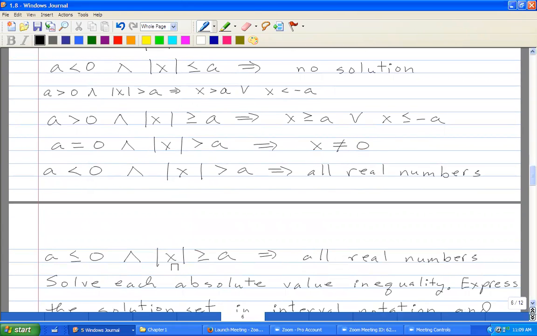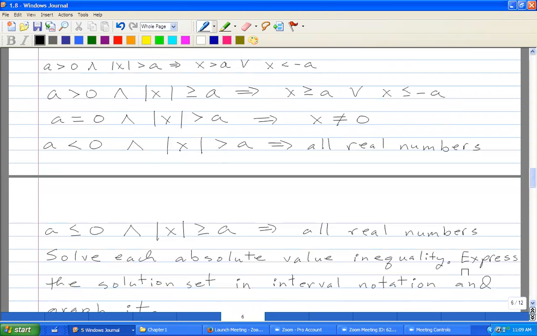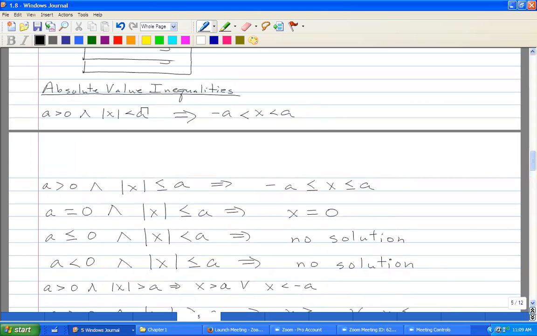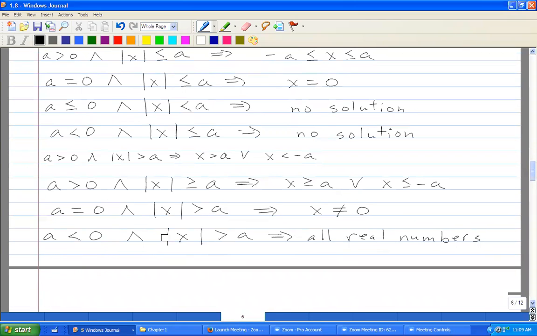If I want the absolute value to be greater than or equal to a non-positive number, well, the absolute value of x is always greater than or equal to 0. And so it's always greater than or equal to a non-positive number. And so the solution is all real numbers. In general, just remember the first inequality here, where you're assuming a here is greater than 0, and then take as special cases all the other ones.